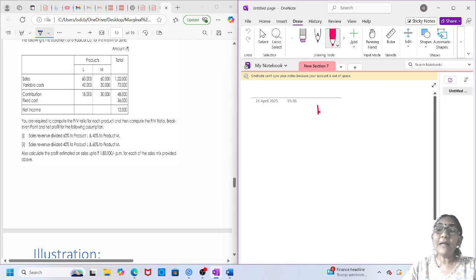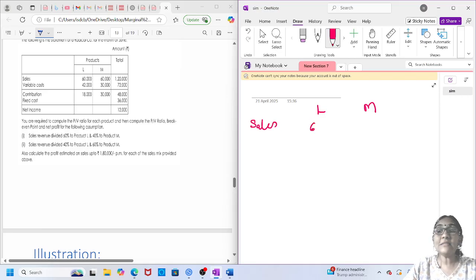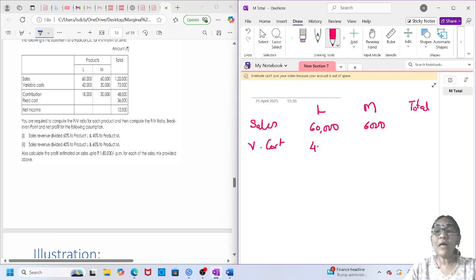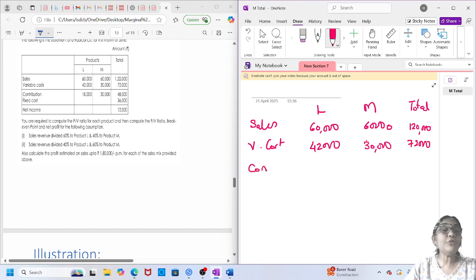Now we have two products here, L and M. The sales is given to us as 60,000 for both the cases, here I'm going to add another column with total. Variable cost 42,000 and 30,000. This is 60,000, right? So the total will be 1,20,000. The total variable cost will be 72,000. So contribution here is already given to us, 18,000 and 30,000.